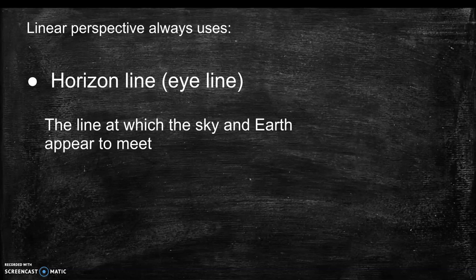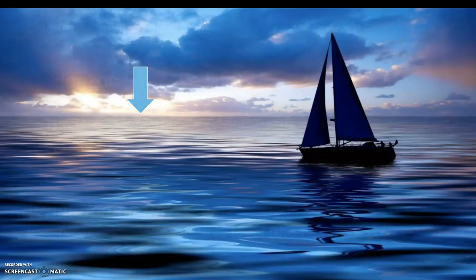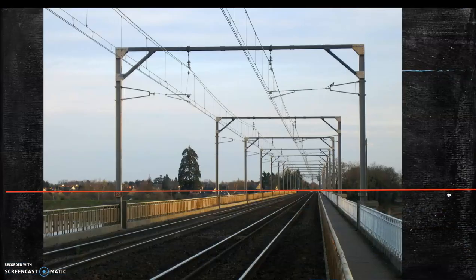It's the line at which the sky and earth appear to meet. That's our definition. What does it do? It establishes the viewer's eye level, which is the height of your eyes, right? It establishes the viewer's eye level for that drawing or painting. And some artists actually play around with the horizon line. Here's a great illustration. We can see the water, the sky. This is the literal horizon line in this illustration here.